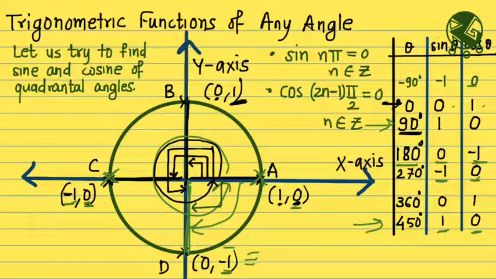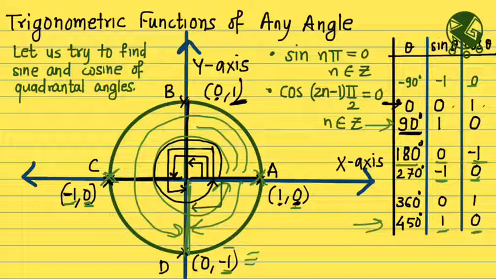Similarly, cos of (2n minus 1) pi by 2. This is an odd multiple of pi by 2. So this is 1 into pi by 2, then this is 3 into pi by 2. If we take 1 into pi by 2, we are at B. If we take 3 into pi by 2, we are at D. Then if we take 5 into pi by 2, we are again at B. So at these 2 points, the x coordinate is 0 and that's why cos is going to be 0. So cos of an odd multiple of pi by 2 is always equal to 0. Right? Then cos of 2n pi is equal to 1.